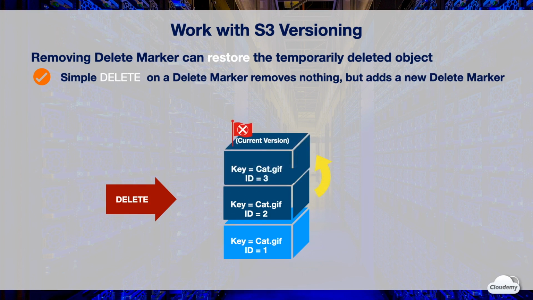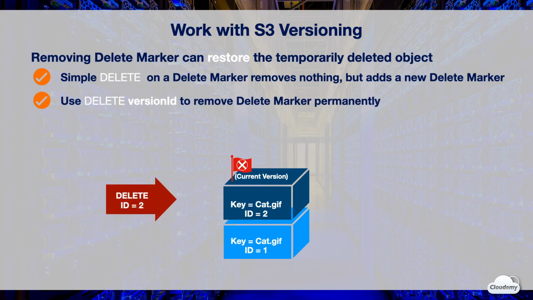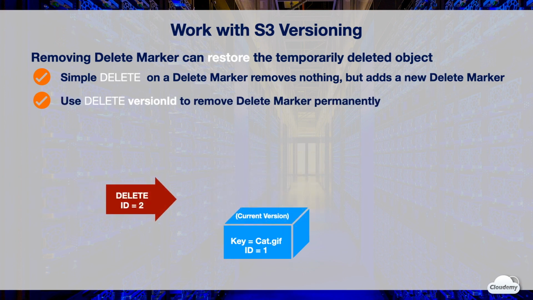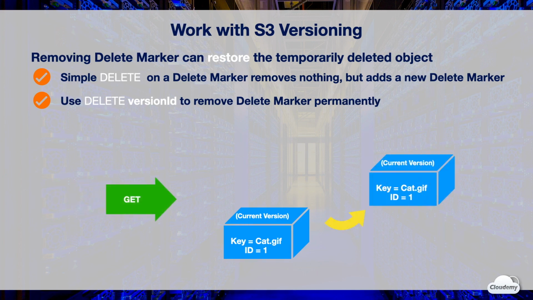In a versioning-enabled bucket, this new delete marker would have a unique version ID. So it's possible to have multiple delete markers of the same object in one bucket. For instance, if you try to remove the delete marker with a simple delete request, it inserts another version of the delete marker. Now the original object has two delete markers. To permanently remove a delete marker, you must include its version ID in a delete request. Only the owner of a bucket can permanently remove a delete marker. After removing the delete marker, a simple get request will now retrieve the current version of the object, which is version 1 in this case.